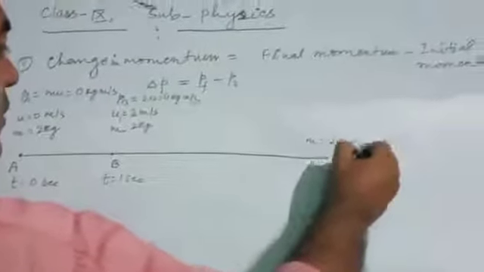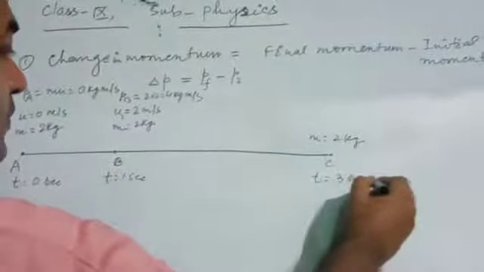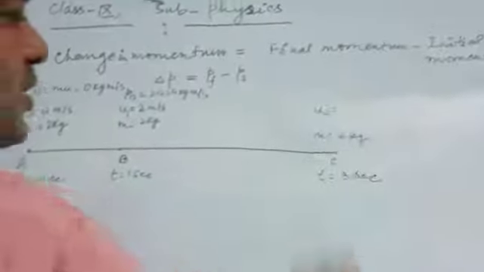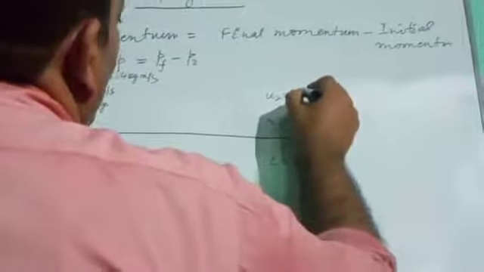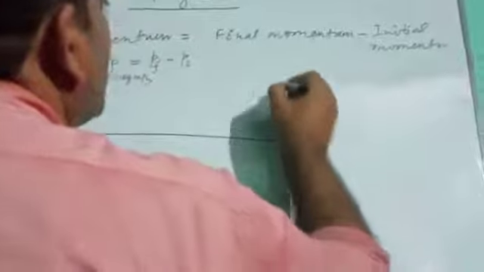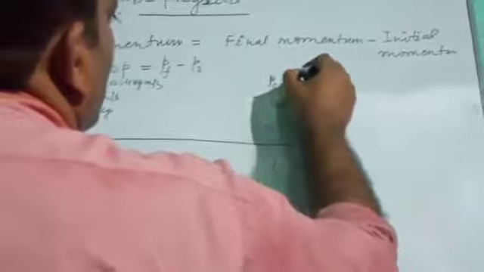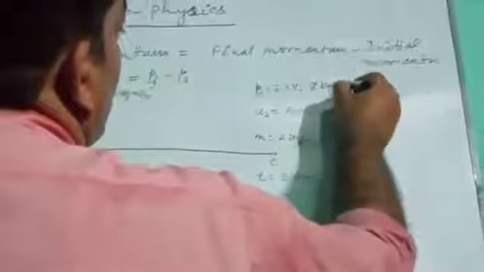At point C, mass remains constant at 2 kg, time 3 seconds, velocity after 3 seconds you can take 4 meters per second. At that point, the momentum is mass into velocity, 2 into 4, 8 kg meter per second.